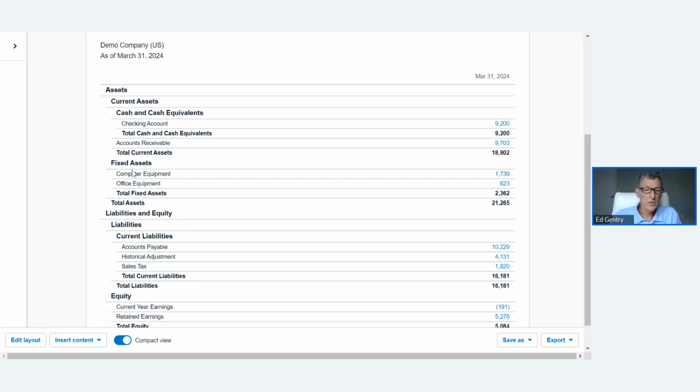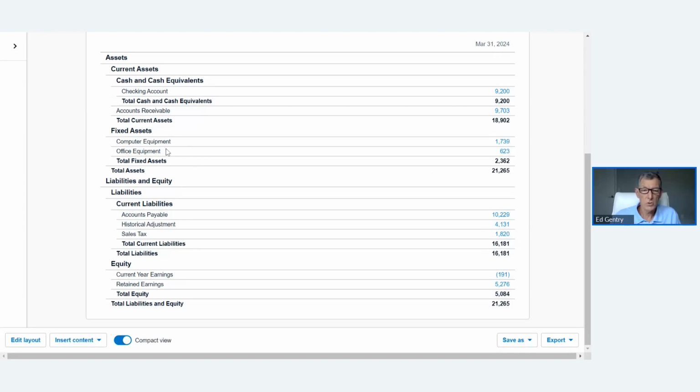So then you have your fixed assets, which is equipment, manufacturing equipment, other types of hard assets, trucks, or other things that you may have. In this case, it has computer equipment and office equipment. So pretty simple. This is not their book value, this is their depreciated value. And total assets or total fixed assets, and then your total assets of $21,265.